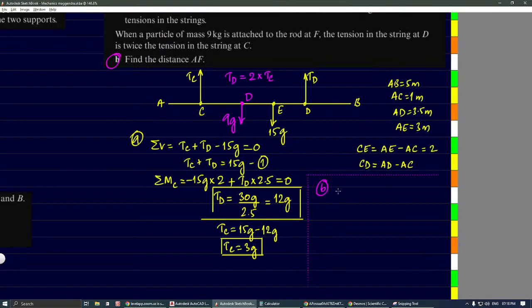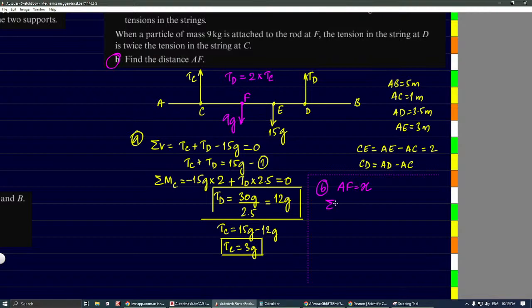To find the distance AF. This is not attached at D, this is attached at F. This is the F point. So he's asking us to find the value of AF. AF equal to how much? So let us write that AF length as X. Let us assume that as X. And now let us again form the relations.